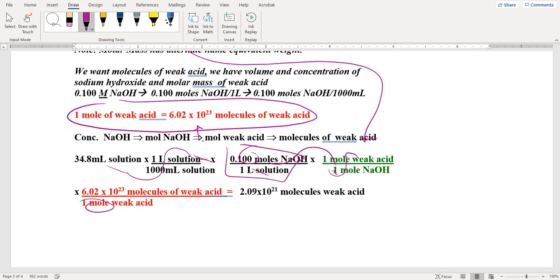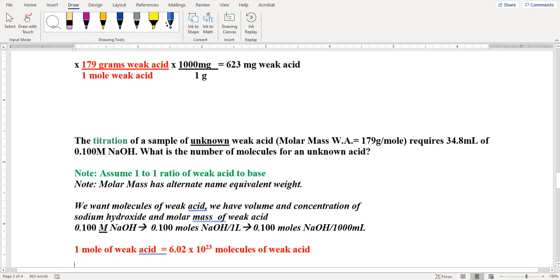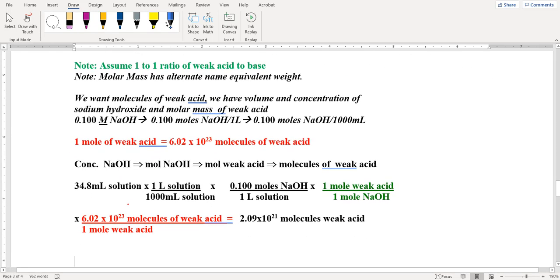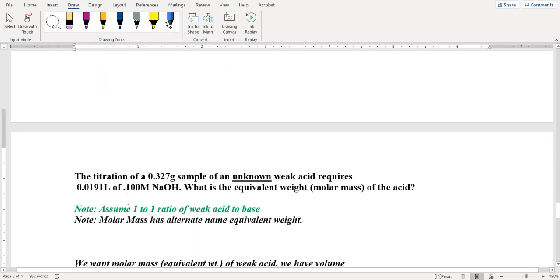But now that we're in moles of acid, then we can go ahead and place in the equality into a conversion factor. So moles goes on bottom because it cross-cancels, molecules goes on top, and there is your final answer with proper sig figs. 3 sig figs, infinity, 3 sig figs, infinity, 3 sig figs, ergo 3 sig figs.